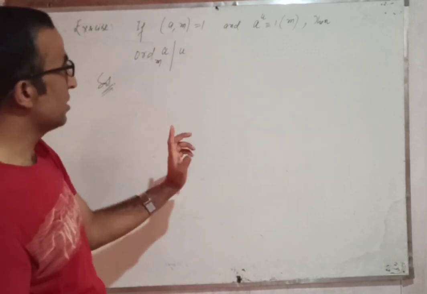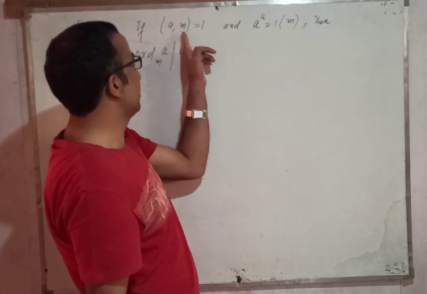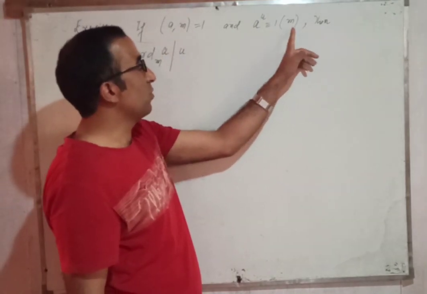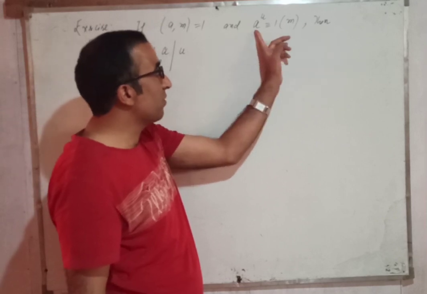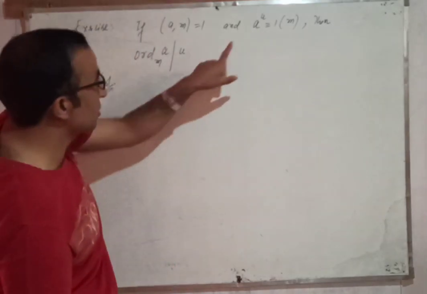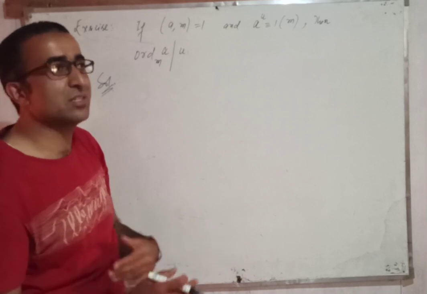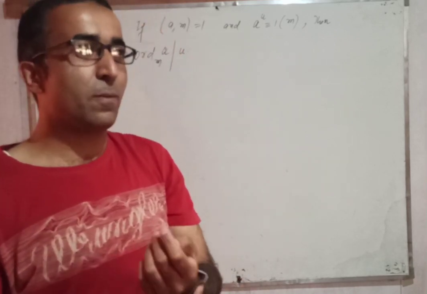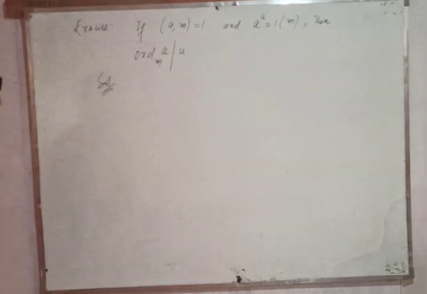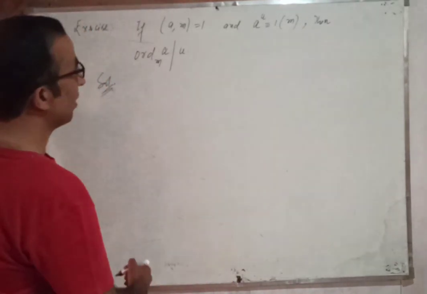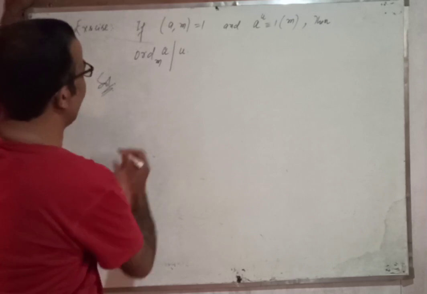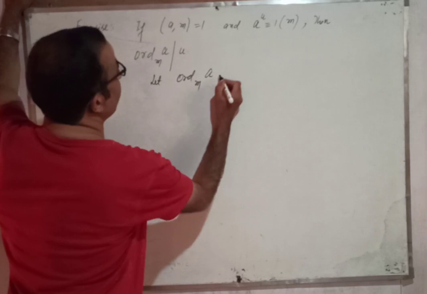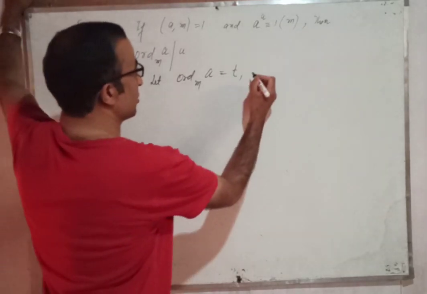So this exercise says, if you have two integers a and m with GCD 1 and a power u is congruent to 1 mod m, then the order of a will be among the divisors of u. This actually reduces the labor of calculating the order of integers modulo a given number. This is very simple. Let the order of a modulo m be equal to t. Then you know t is the smallest.